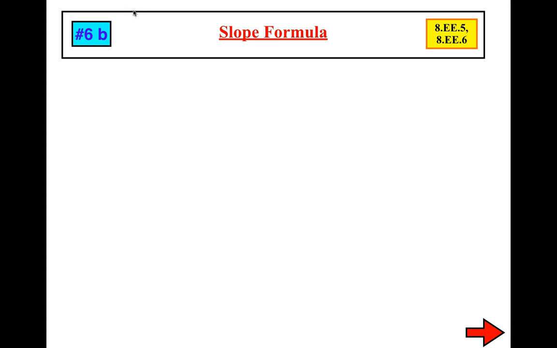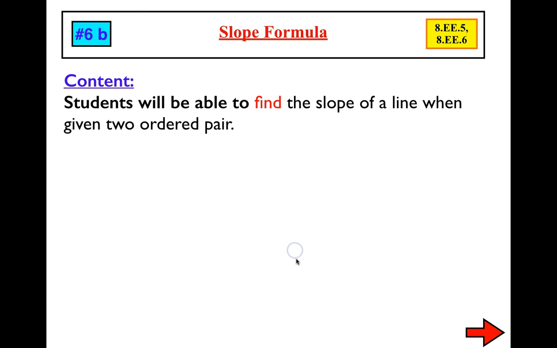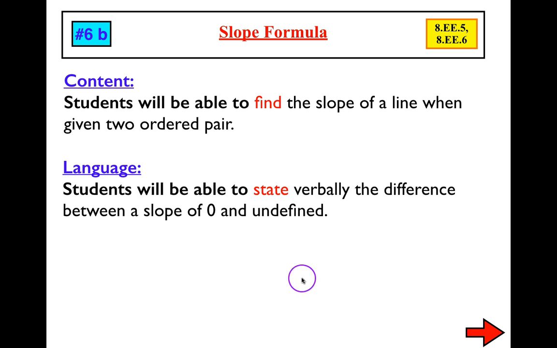Today we are working on 6b, which is the slope formula. Our content objective is students will be able to find the slope of a line given two ordered pairs, and our language objective is students will be able to state verbally the difference between having a slope of 0 and having a slope that's undefined.